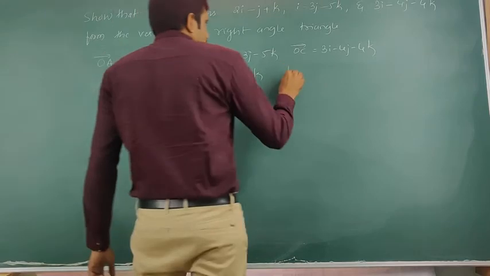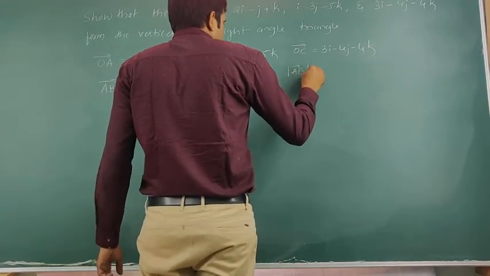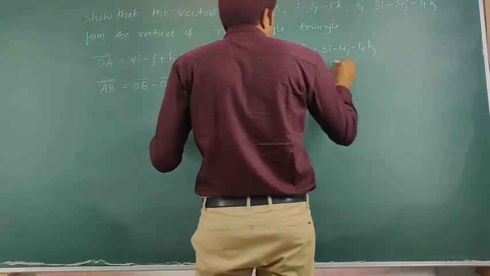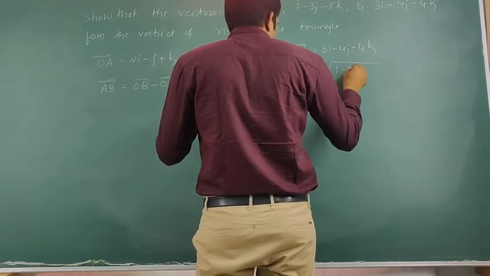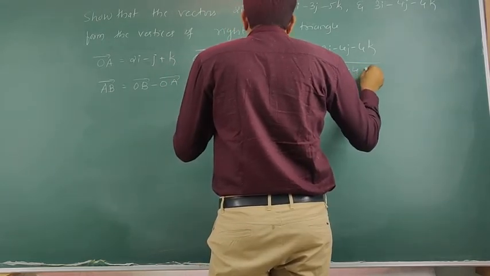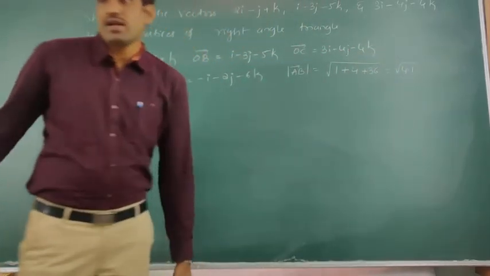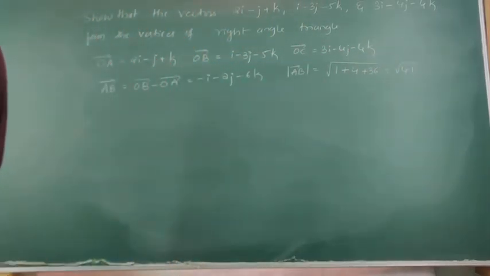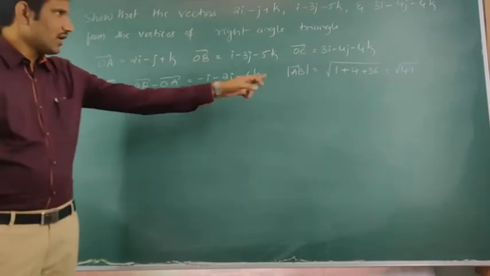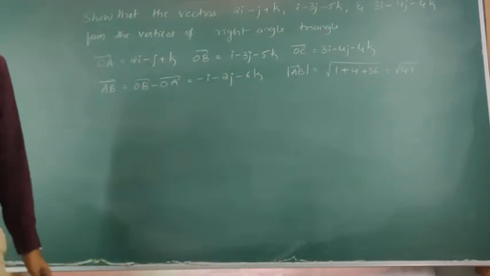Then what is the magnitude of AB? It is root of minus 1 square is 1, minus 2 square is 4, minus 6 square is 36. That is root 41. So the magnitude of AB is root 41, the length of side AB.